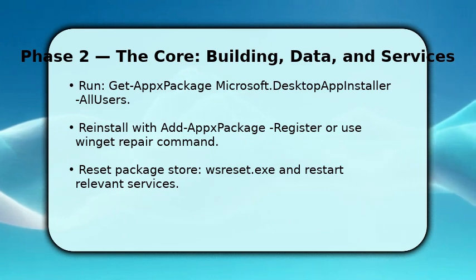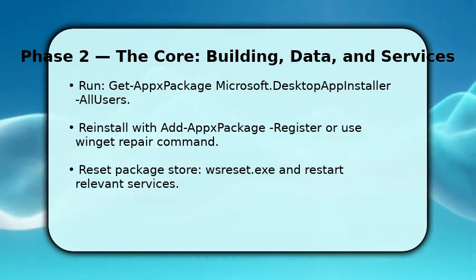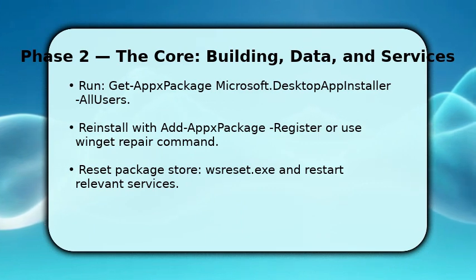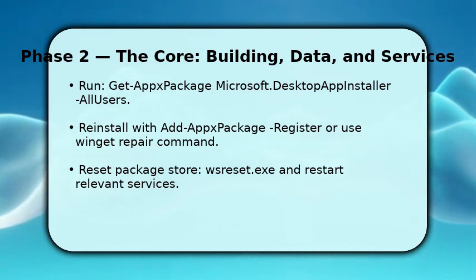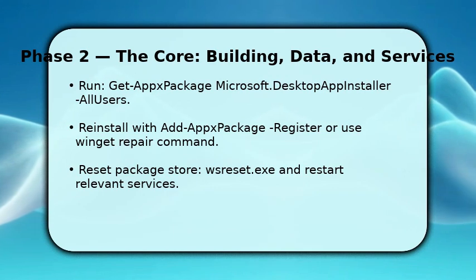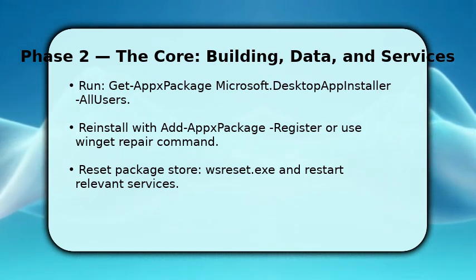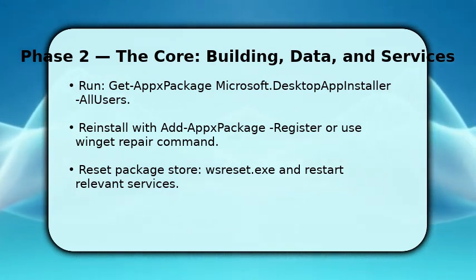Also execute wsreset.exe to clear the Microsoft Store cache, and then restart the AppX deployment service and related background services. Doing these steps fixes corrupted manifests and cached metadata that commonly block Winget.